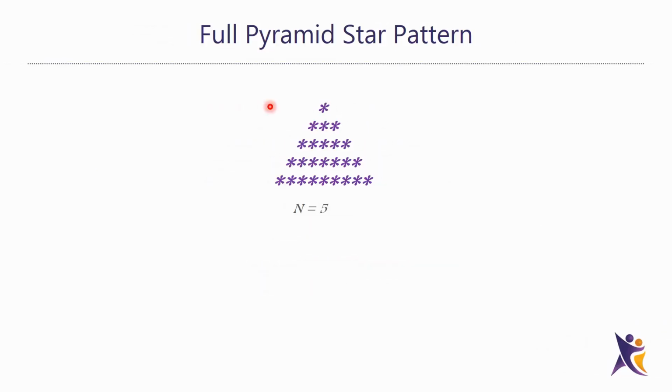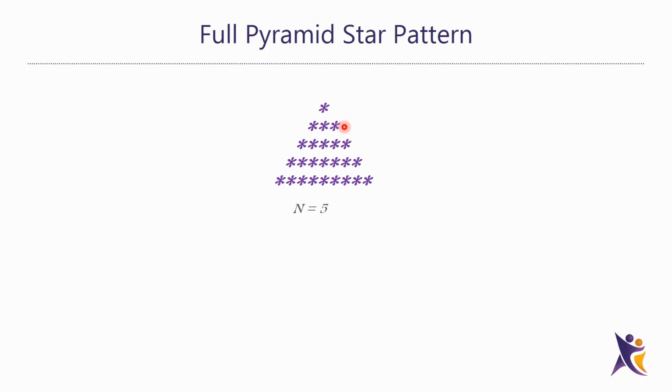Hi, in this video we are going to talk about how to print a full pyramid star pattern. This is the shape that you want to write a program to print, and in the previous video we have already seen a different kind of full pyramid, where it has one star in the first row and two stars in the second row and three stars in the third row, and there is a space between the stars. But this is a different full pyramid.